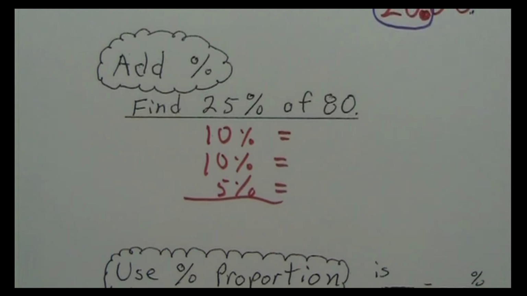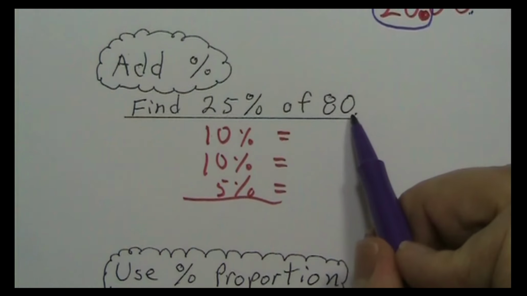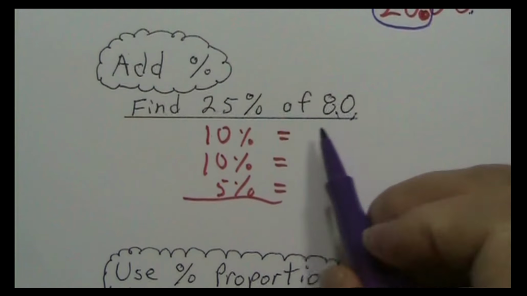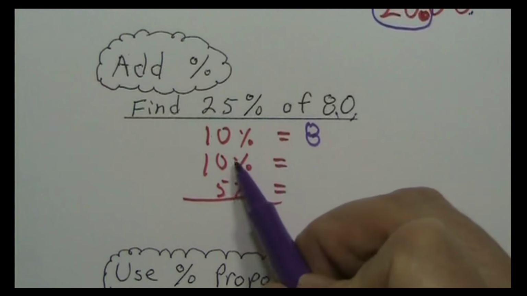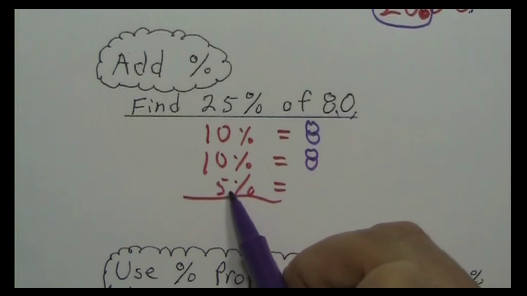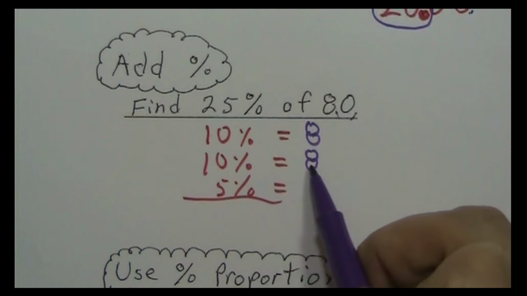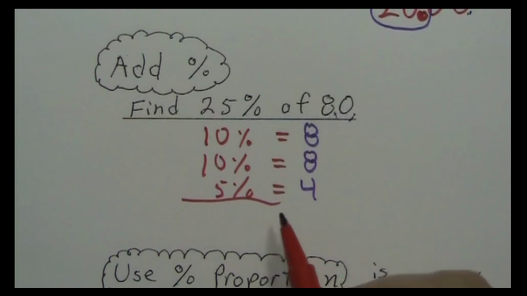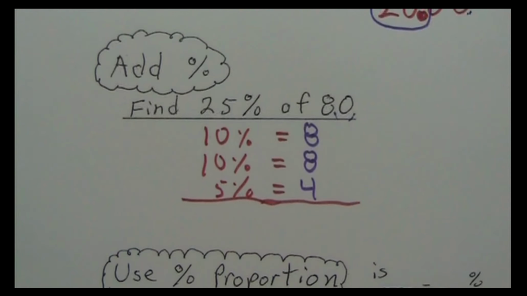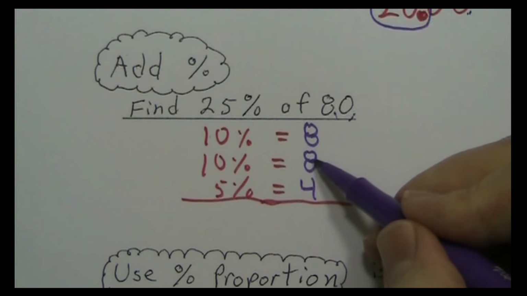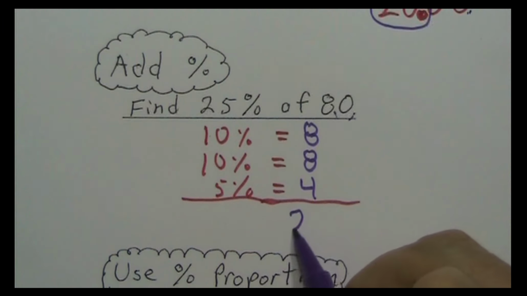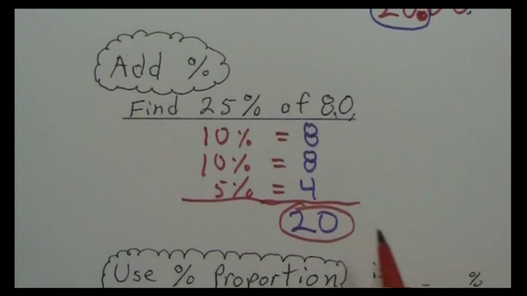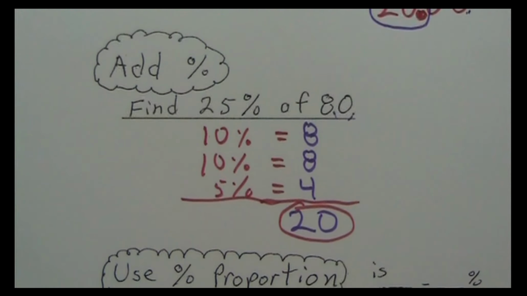All right, so let's see. 10% of 80. Remember, we just moved the decimal over 1 space? It's just 8. 10% of 80 is 8. 5% is half of 10%. Half of 8 is 4. So now I just add those together. That's 8, 16, and 4 makes 20. The answer is 20, same as before.